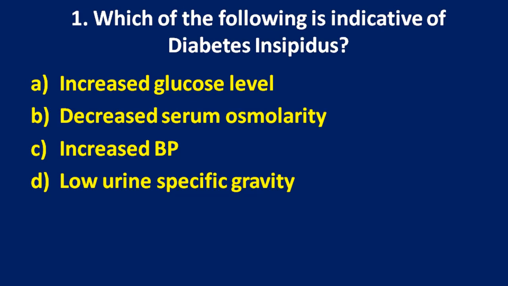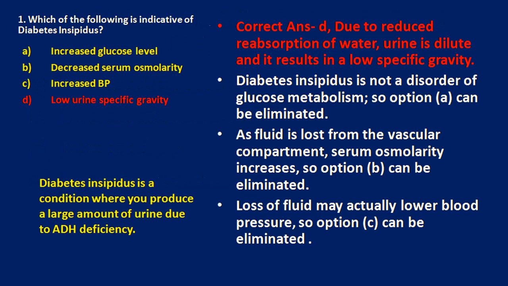Option A, increased glucose level. Option B, decreased serum osmolarity. Option C, increased blood pressure. Option D, low urine specific gravity. The correct answer is option D, low urine specific gravity.